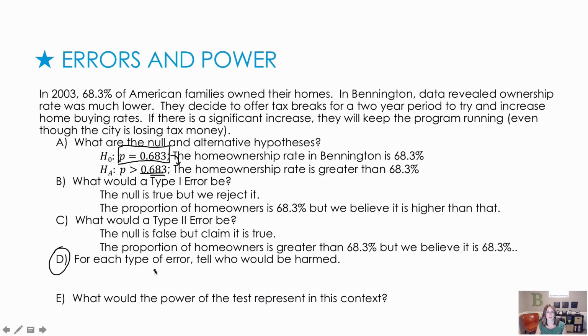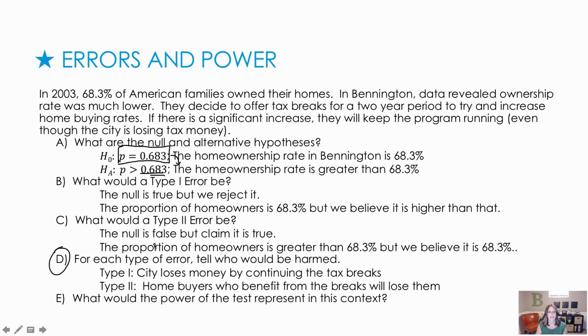Now here's the most important part. So who is going to be harmed? Well, if the null is true, if the proportion of homeowners is 68.3, but we believe that it's higher than that, that means we thought that these tax breaks worked, right? So we're going to keep offering these tax breaks, which means the city is going to lose money based on those tax breaks, even though they're not making any difference. Type 2, saying that the proportion of homeowners is greater, but we don't think it's changed, means we're going to stop this benefit to these homeowners because it actually was helping to increase the home ownership rate. But we said, hey, it's not working, so we're going to stop the program. So the home buyers will lose those benefits.